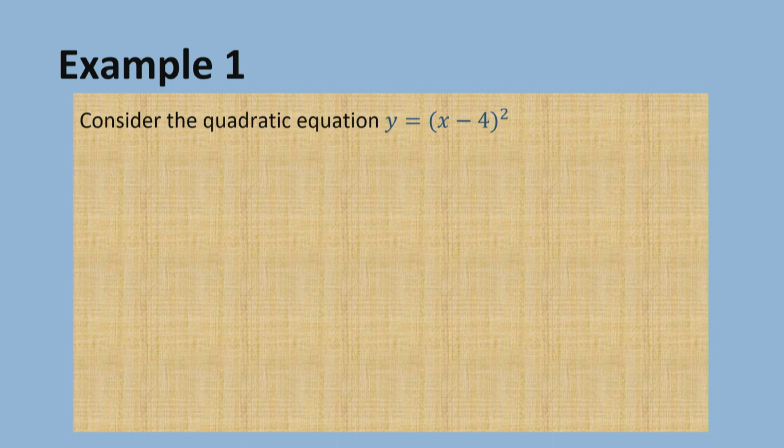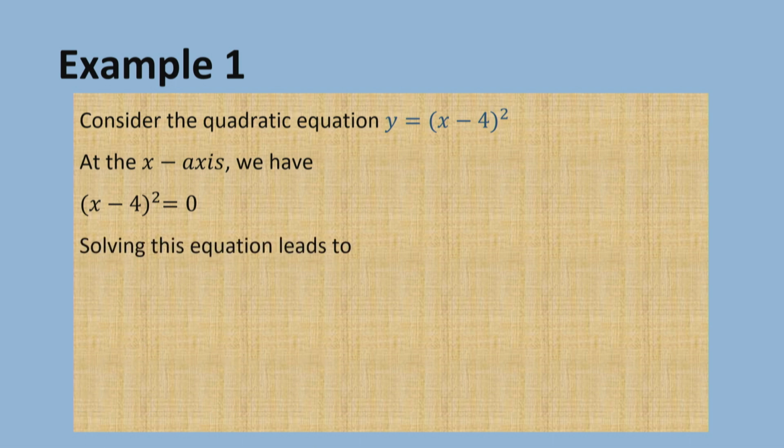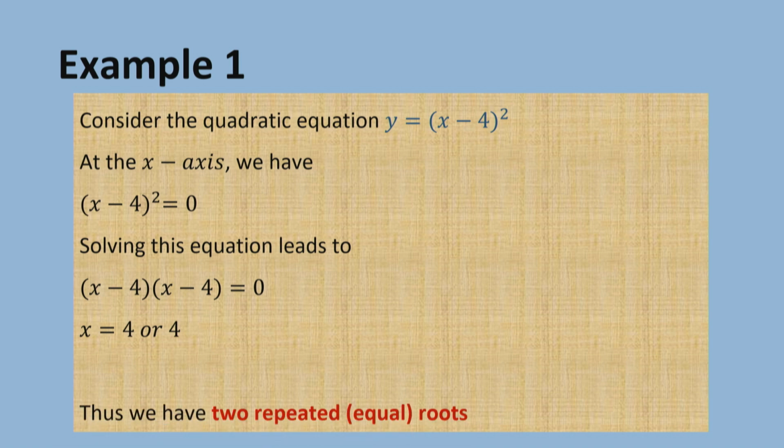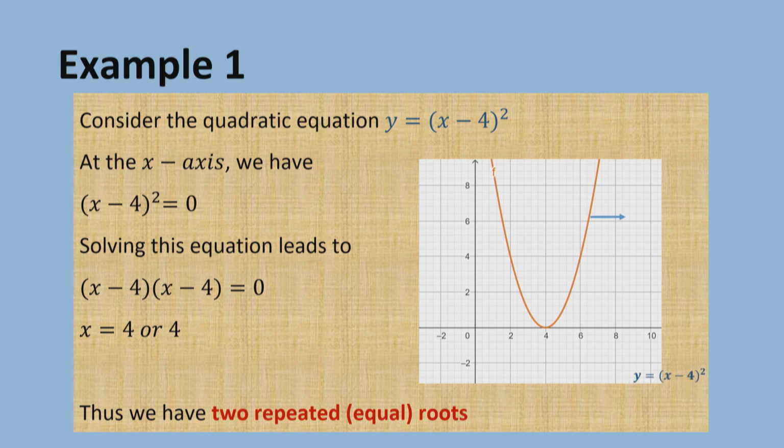Let's consider this equation y equal to bracket x minus 4 whole to the square. What can we say? Well, at the x-axis, remember, y should be equal to 0. That's right. So x minus 4 to the square equal to 0. Solving this equation, what do we have? Well, x minus 4 times x minus 4 equal to 0. x will be equal to 4 or 4. So, what can you notice here? We have two repeated, or what we say, two equal roots. That's the function y equal to x minus 4 to the square.